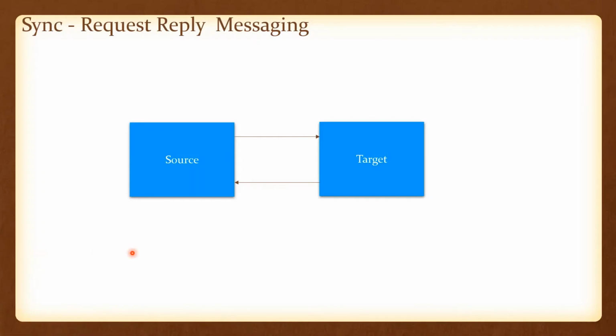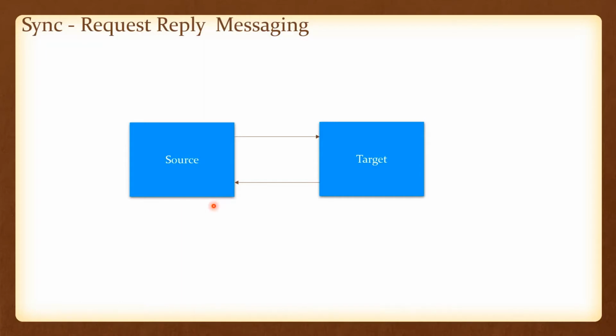So now that we have understood the synchronous and asynchronous messaging patterns, let's start with the synchronous messaging pattern. Let's start with the request reply messaging pattern. This is the simplest type of synchronous messaging. In the request response pattern, the source makes a request to the target system, and the target system in turn processes or acknowledges the request and returns the response to the source system.